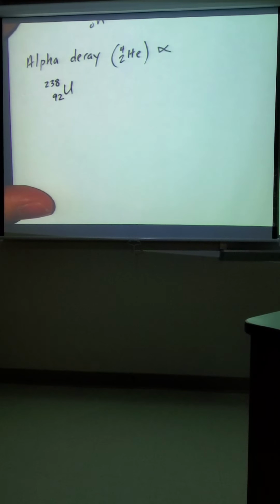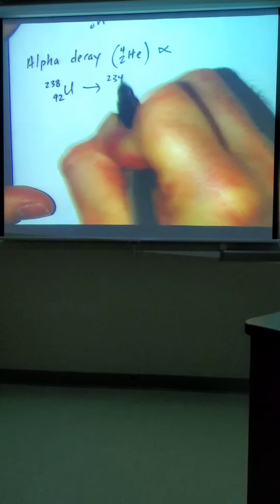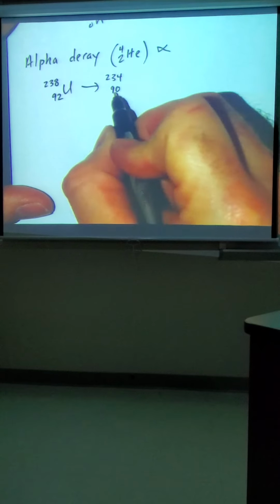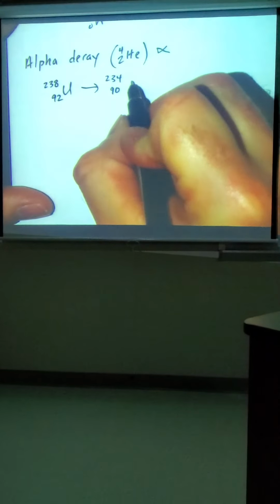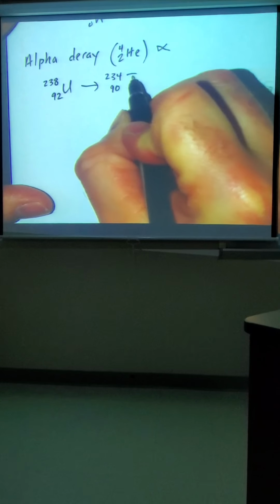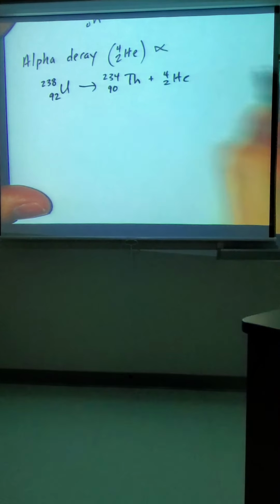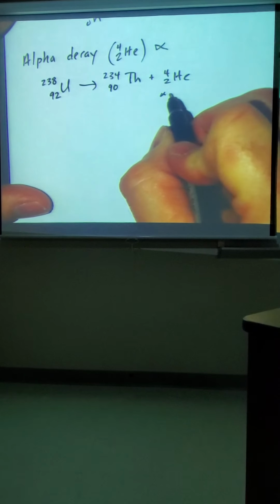So uranium-238, it's number 92 on the periodic table. Uranium can lose an alpha particle and become 234. Helium is the size of 2 protons, so you're going to lose 2. Because when you kick out, and this is thorium on the periodic table, number 90, you get 4/2 helium, and that's an alpha emission.